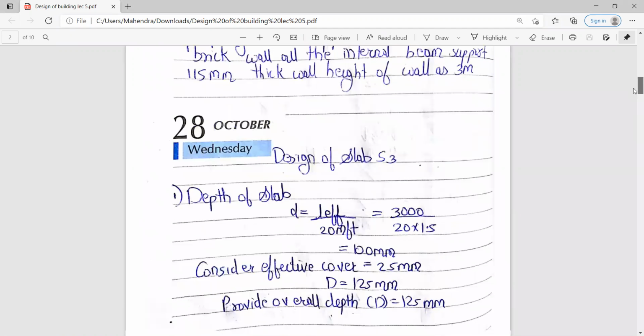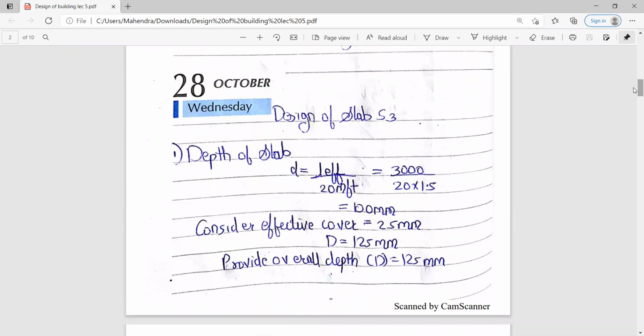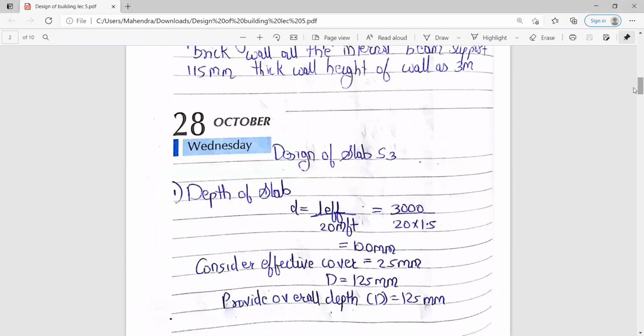So first of all, we will design for the slab S3. So before starting the design for the slab S3, as you know that we will design for the slab S2 and S3. What has been said in the question to design? They have told you to design for the slab S2 and S3.